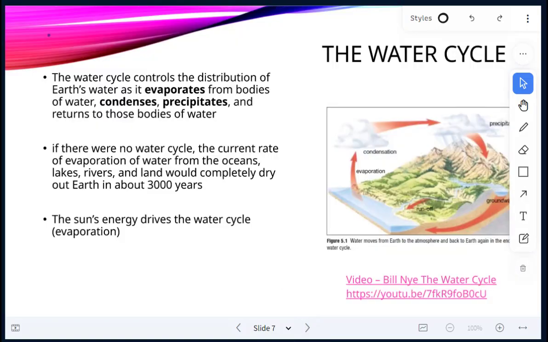So the water cycle controls the distribution of Earth's water as it evaporates from the bodies of water, condenses, and then precipitation. And then it will return back to those bodies of water. If there was no water cycle, the current rate of evaporation of water from the oceans, lakes, rivers, and land would completely dry out the Earth in about 3,000 years. And keep in mind, it is the sun's energy. It's not shown here, but it's the sun's energy that does drive the water cycle.